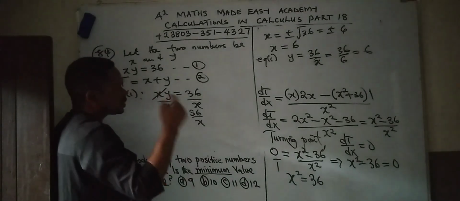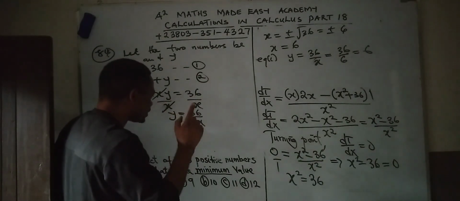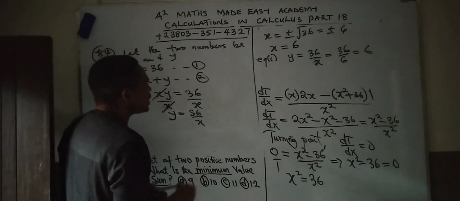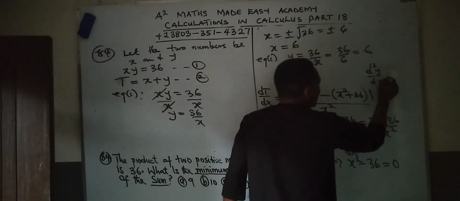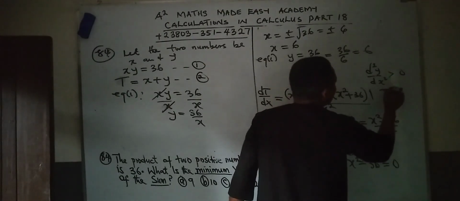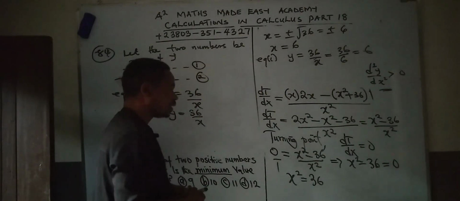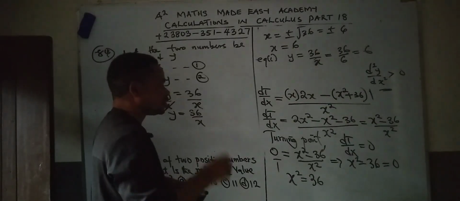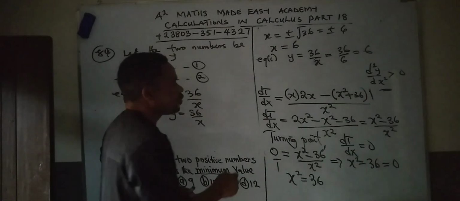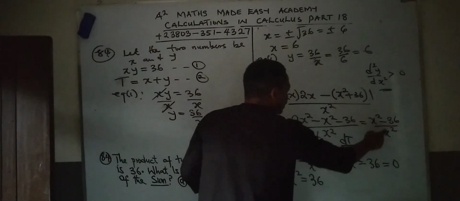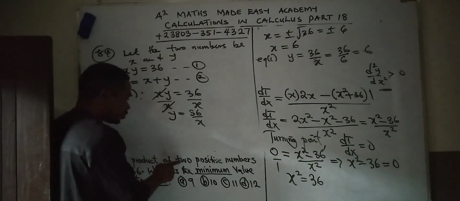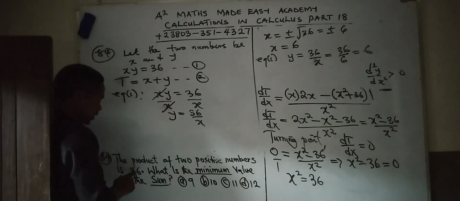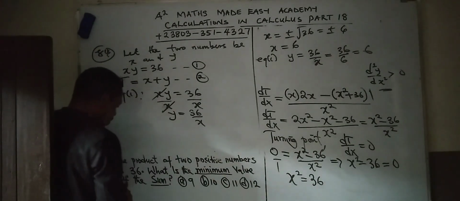Now for this to occur under minimum, you remember that the condition of a minimum is that the second order derivative must always be greater than 0. Now if I continue to differentiate this, I will get something here. They said the product of two positive numbers is 36. What is the minimum value of the sum?